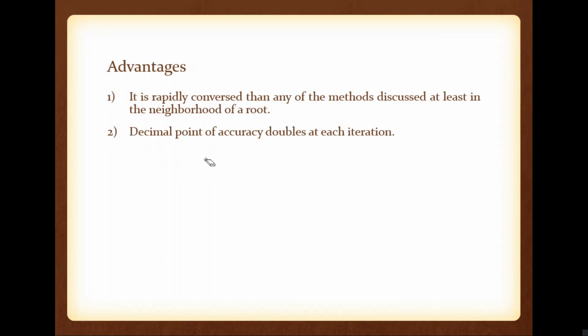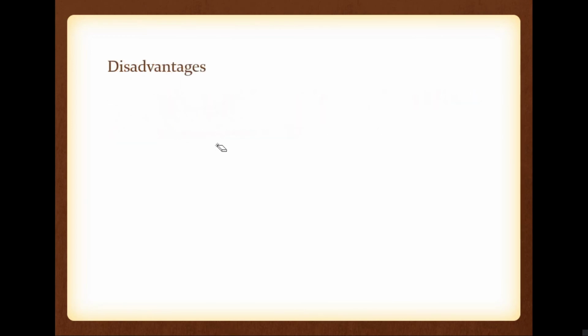Then P is equal to 2 here. Okay. Now this is more accurate compared to the previous method. Now the disadvantage: it carries the same disadvantage as the second method. Okay. And the second disadvantage, so here it is listed as the first disadvantage.